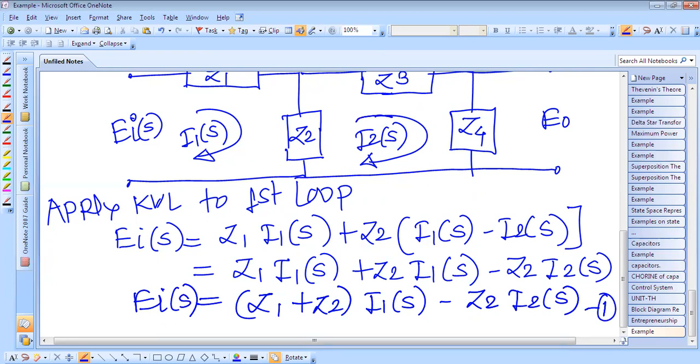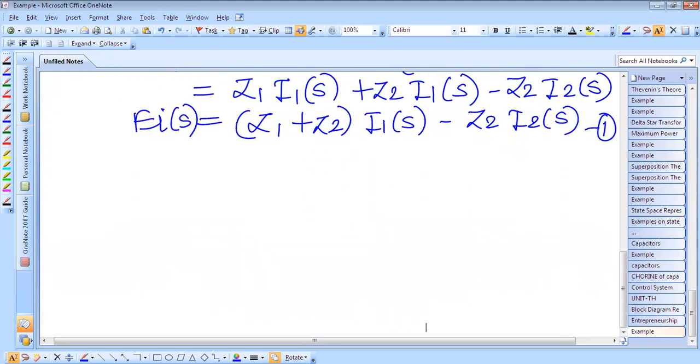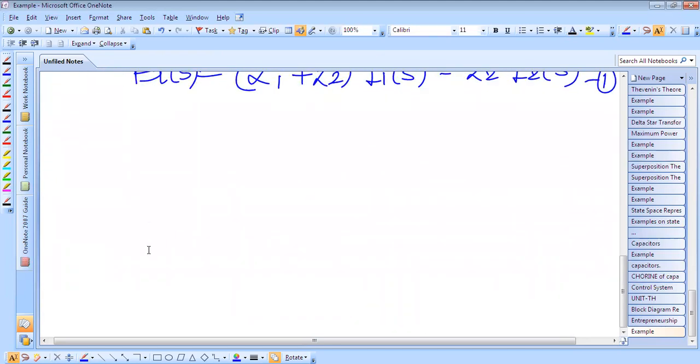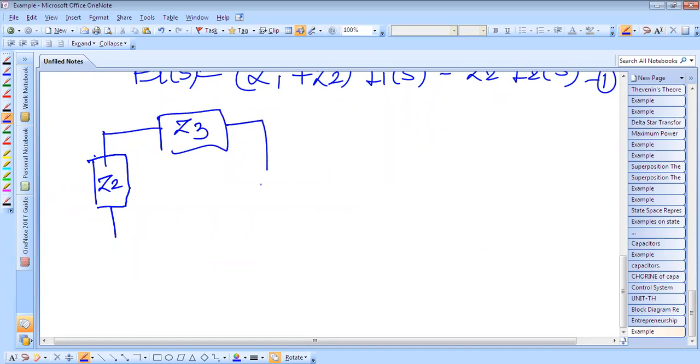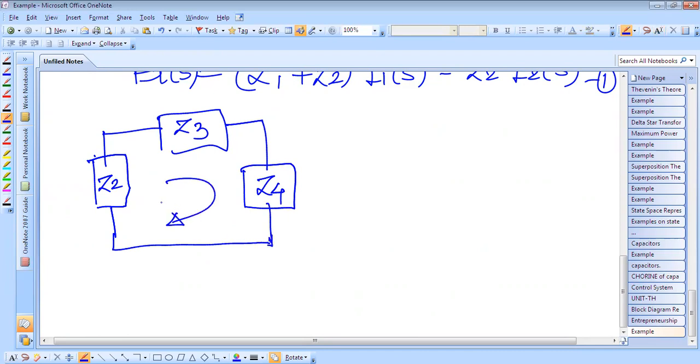If you apply the KVL to the second loop, the second loop is like this. This is Z2, Z3, Z4. Okay, this is the second loop, I2 of S. So apply KVL to this loop.